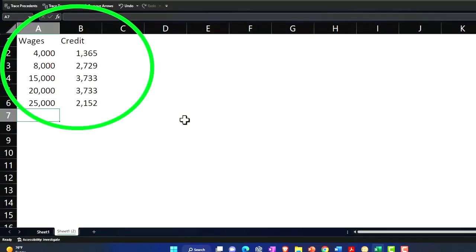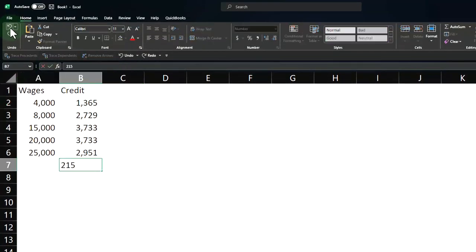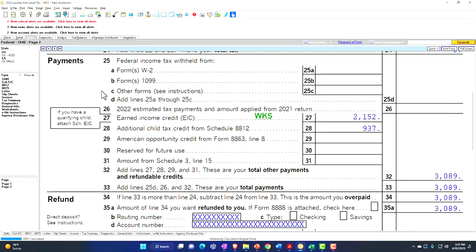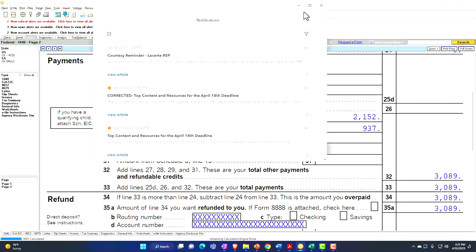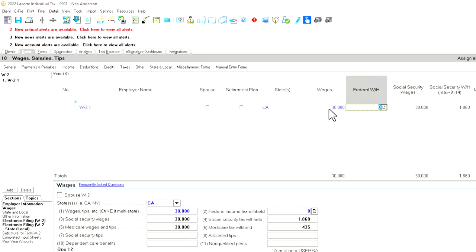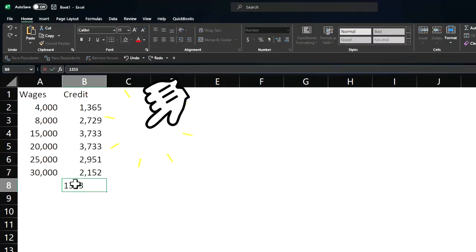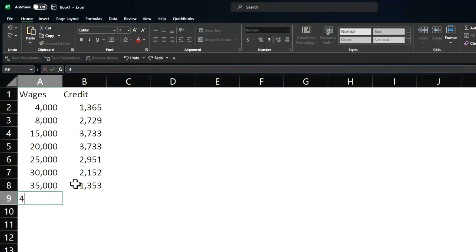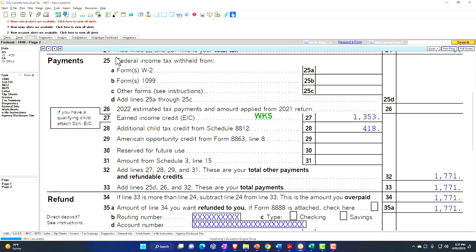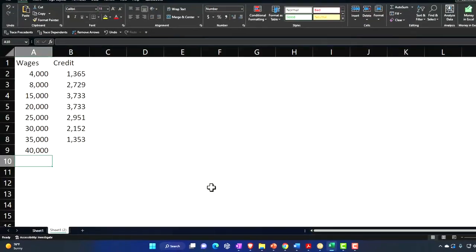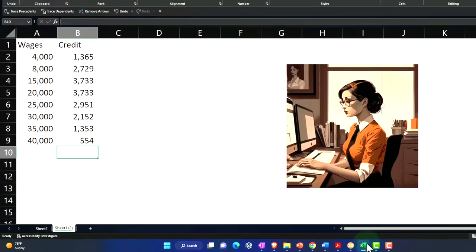2152. Dang it, I did it again. 2152, 30,000. All right. Go to 35,000. That's not what I wanted to do. 35,000, and then 1353. Okay. 1353 for 35,000. 40,000. 40,000, almost to the upper threshold to get anything. Obviously, it's going down. 554. So that's the 554 at 40,000.